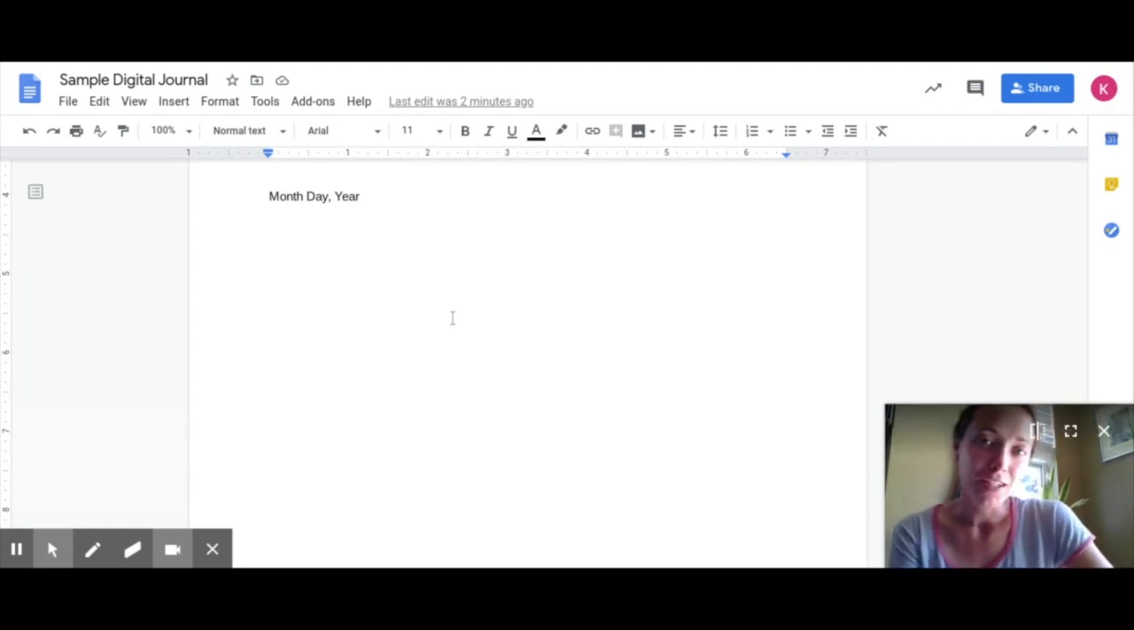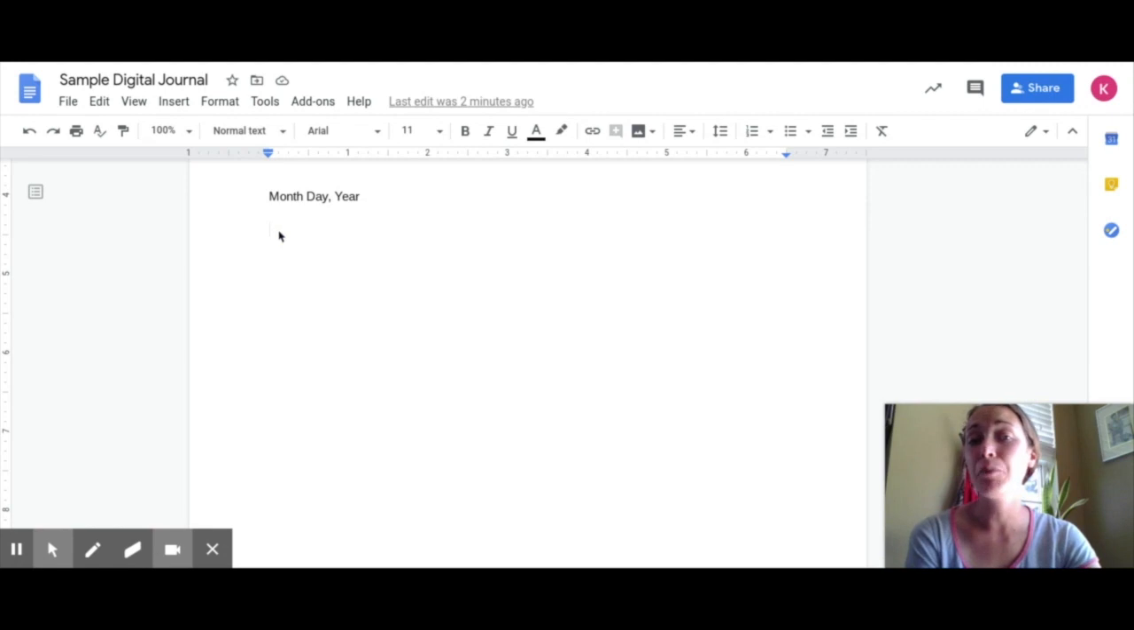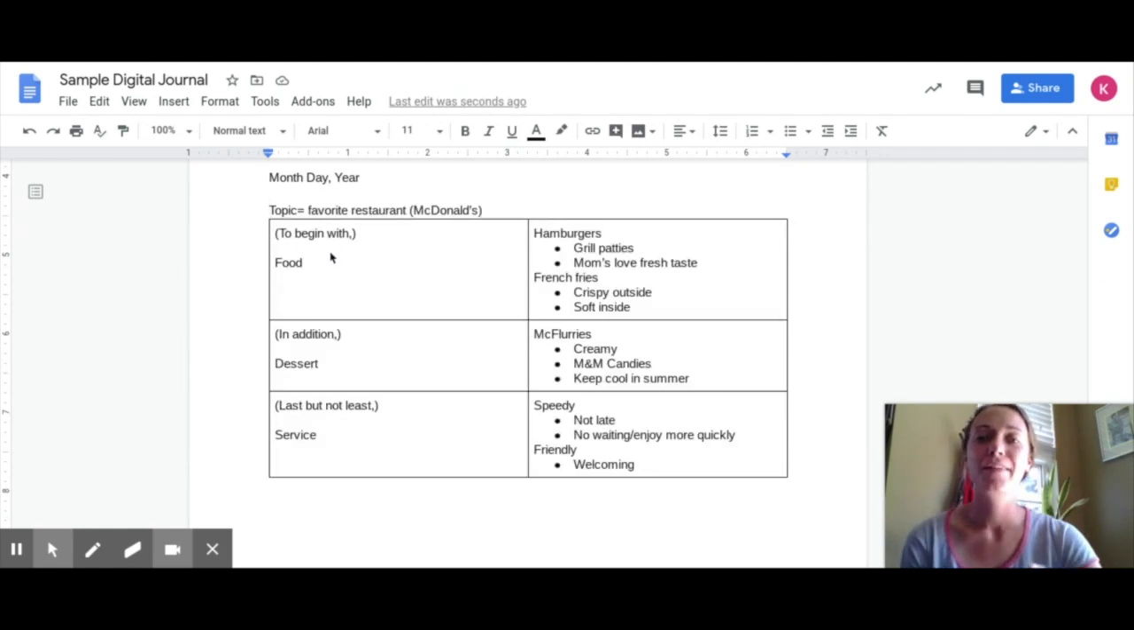The first thing I'll need to do is pull my plan into my new journal entry. I already have my date here. So what I need to do is go find the plan that I'm going to use, which is going to be my McDonald's plan, and I'm going to show you how to use that to write an essay. So I've copied my McDonald's plan into my new journal entry. Now I'm going to start writing my essay.